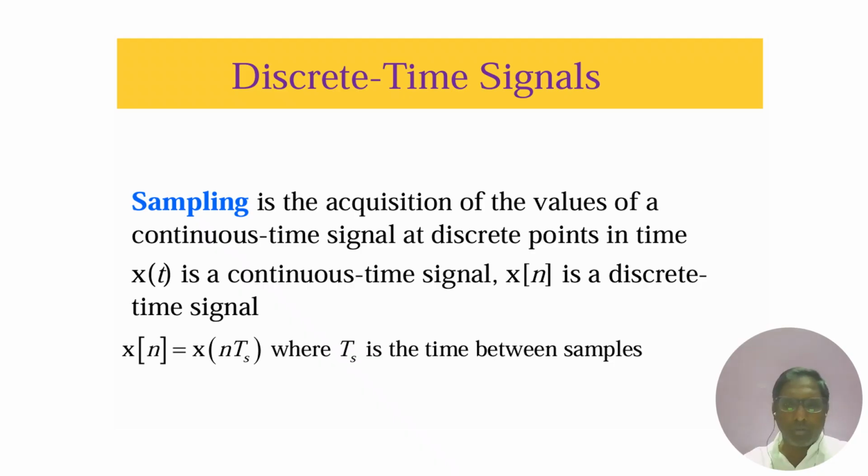Up to now we discussed signals in the time domain, that is u of t and so on. The same signal, if written as u of n or x of n, is a discrete signal. The discrete time signal is obtained by sampling, which is acquisition of values of a continuous time signal at discrete points in time. X of t is a continuous signal, then x of n is a discrete time signal. Therefore, x of n equal to x of n Ts. Here, Ts is the time between the samples.